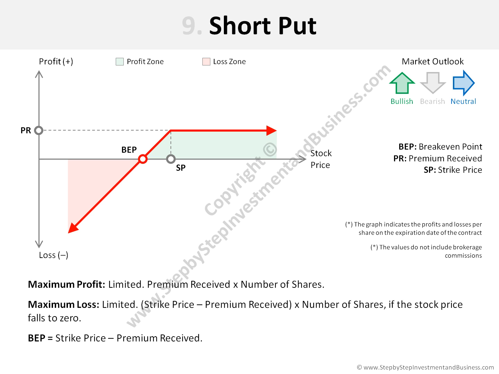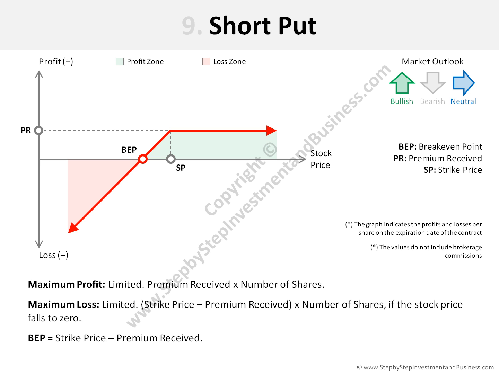The maximum profit on this strategy is limited. The most we can make is equal to the premium received multiplied by the number of shares. On the other hand, the maximum loss that we are exposed to is also limited. The most we can lose is equal to the strike price minus the premium received multiplied by the number of shares. This occurs if the stock price falls to zero.